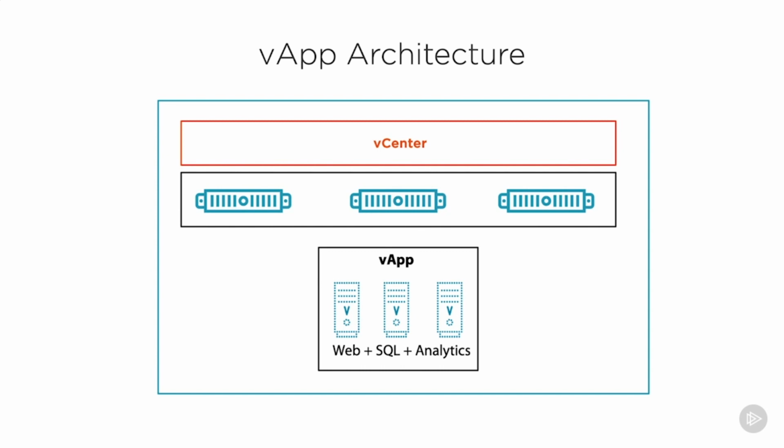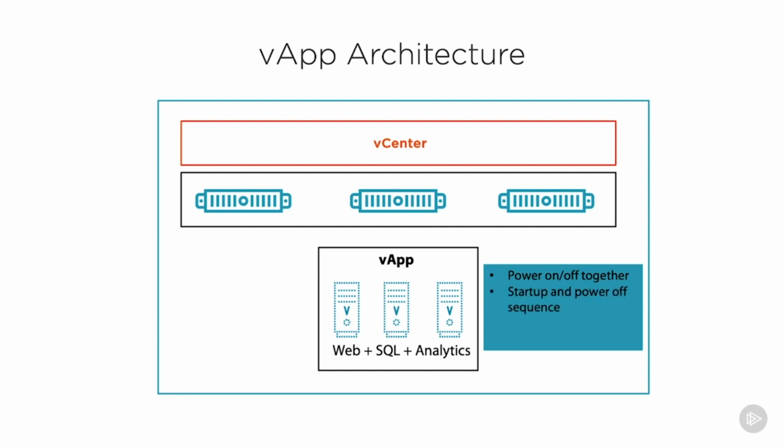The benefit of the vApp, of course, is that we can power all of these virtual machines on and off together, and we can even do it with a startup and power off sequence. Because, for example, in this scenario, you would probably want the SQL server to be powered on first, and then the analytics server, and then once that's up and running, the web server would be powered on. All of this can be automated, and each virtual machine won't be powered up until the previous virtual machine is successfully powered on and up and running.